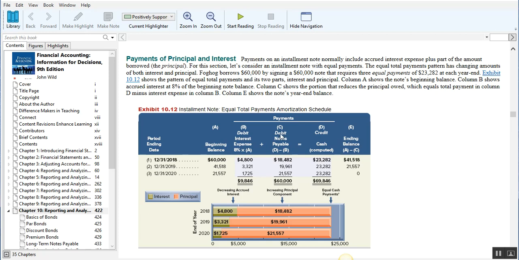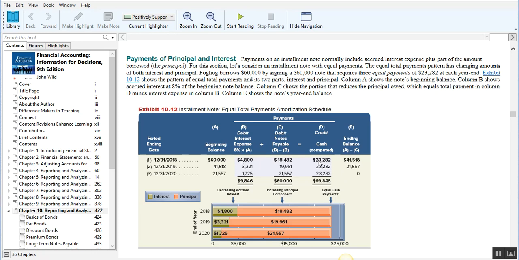Anyway, so you're going to calculate this interest expense, which is based on this times the 8% times the length of time that it's been outstanding. So you actually have $4,800 in interest expense in the beginning of the period. And then you're going to basically take the rest of the payment, the $23,282 you've already calculated, and that's going to be applied to the principal. So in the transaction, you're going to do a payment of $23,282, but only $18,482 is going to principal. The rest is going to interest.